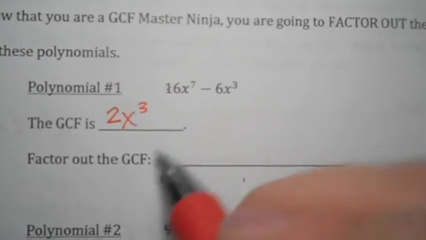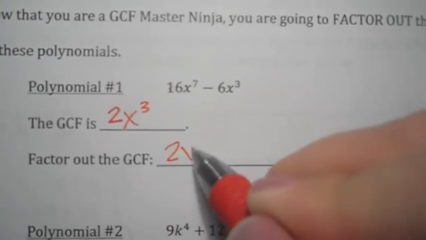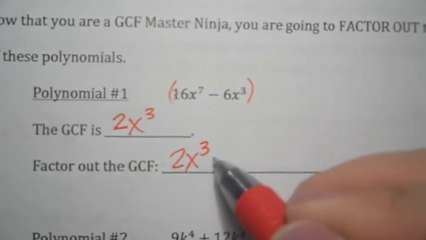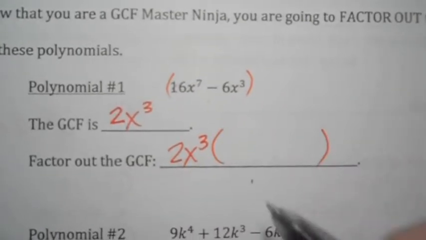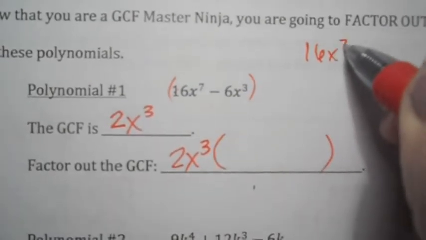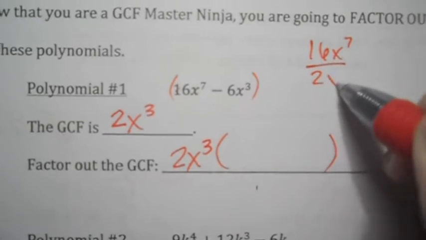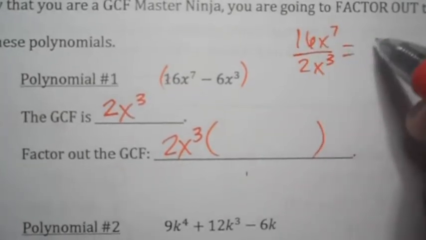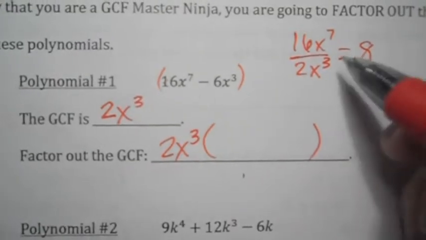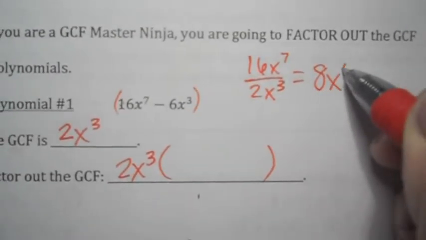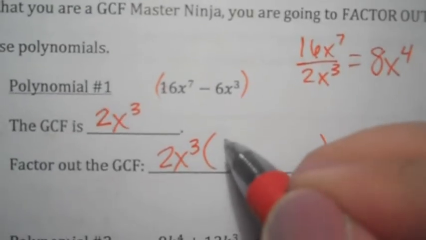Now to factor out the GCF, we're going to factor out 2x cubed from this polynomial. So when we divide 16x to the 7th by 2x cubed, that's going to give us 16 divided by 2 is 8. X to the 7th over x cubed is just x to the 4th. So that's what's going to go here.